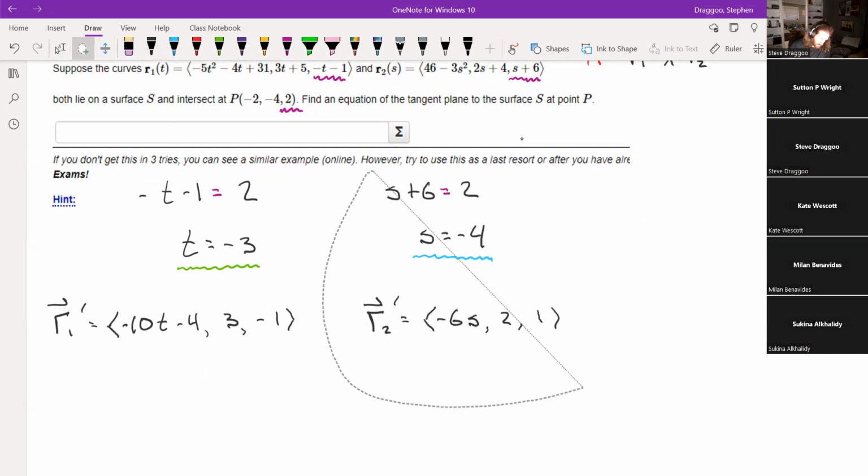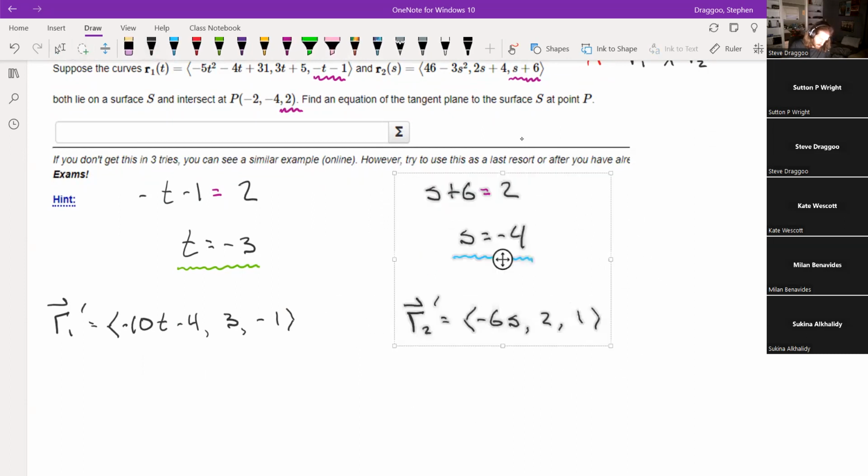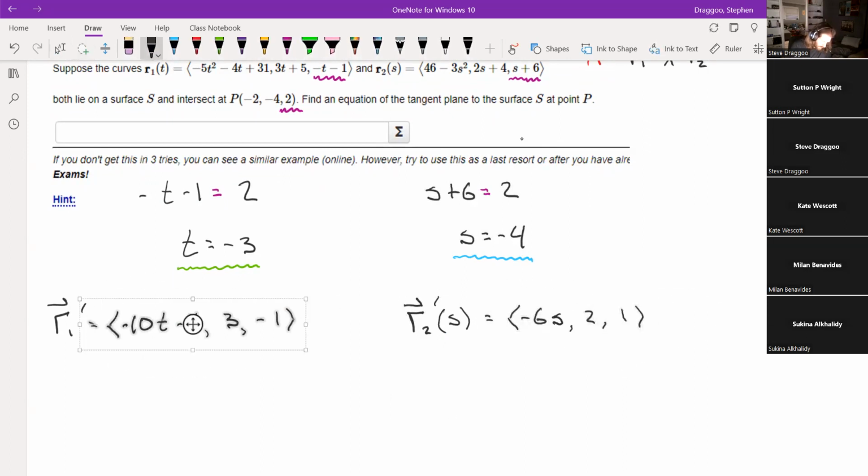Yeah, I realized I made an omission in these vectors. These are still functions of s and t, so I should include that in there. It's still R1 of t.